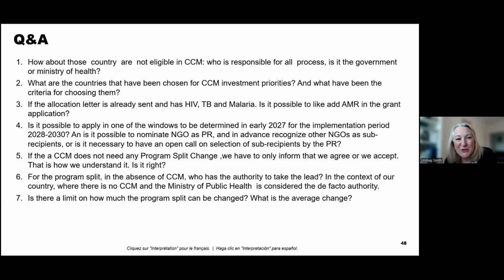Question 2. What are the countries that have been chosen for CCM investment priorities, and what have been the criteria for choosing them? Okay, so after the board reporting and after we publish the transition timings, we will then be publishing the list of countries and application approaches. And in that list, you will see the countries that have been identified for the CCM investment priorities application approach to pilot it in Grant Cycle 8. In total, there are 10 focused portfolios. And essentially, it was a process of default. The board decision in 2025 indicated that the overall approach for focused portfolios should be more differentiated and balanced in terms of the Global Fund's risk approach.